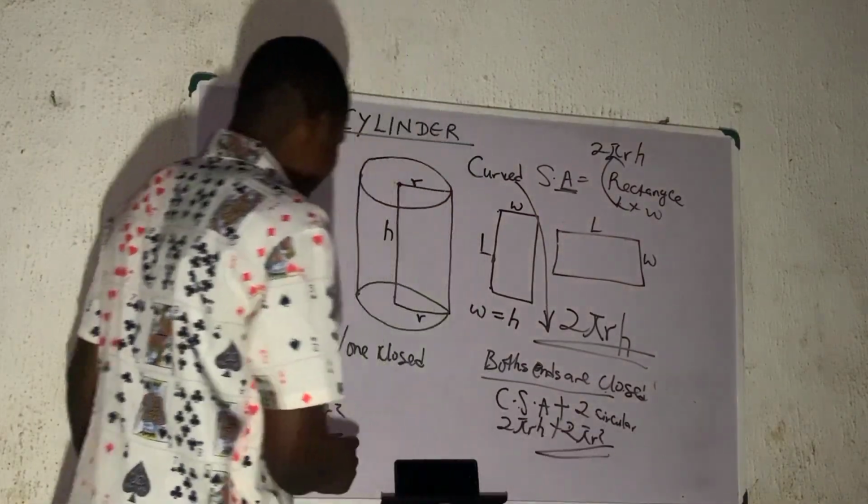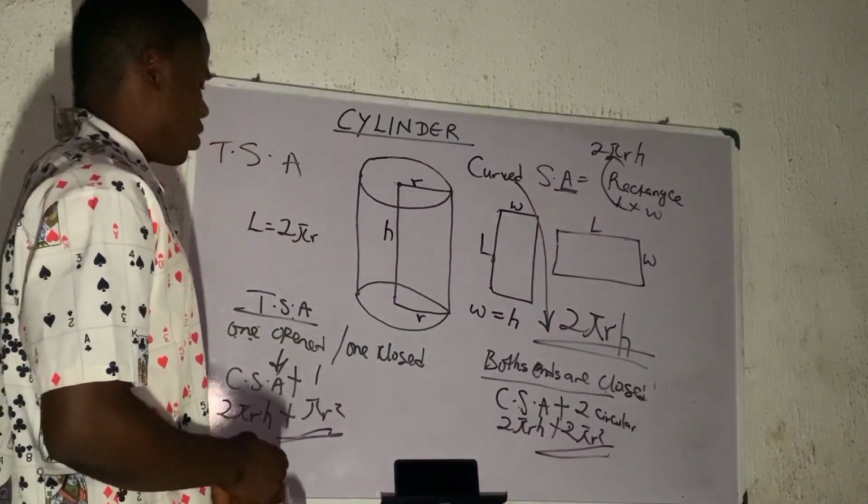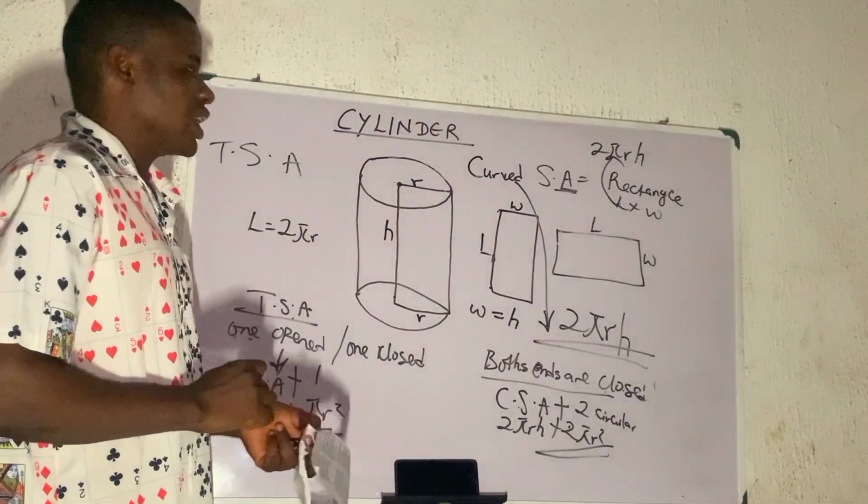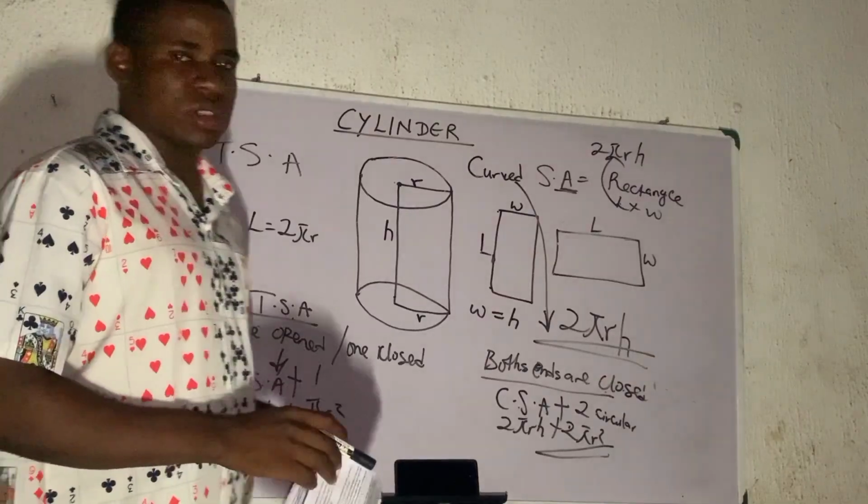So I know you understand by now how the curved surface area and the total surface area of a cylinder are gotten.